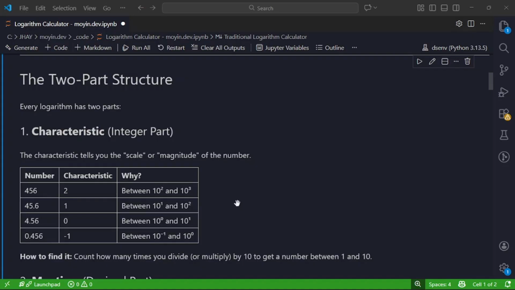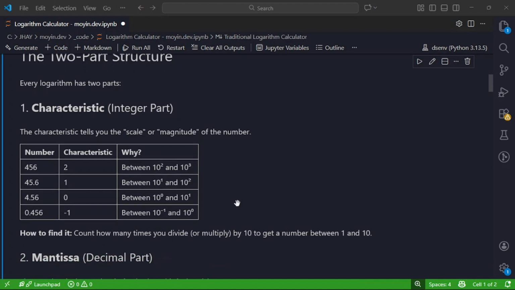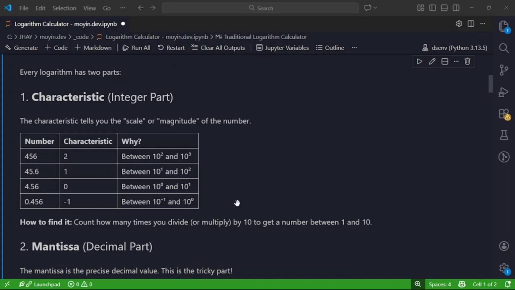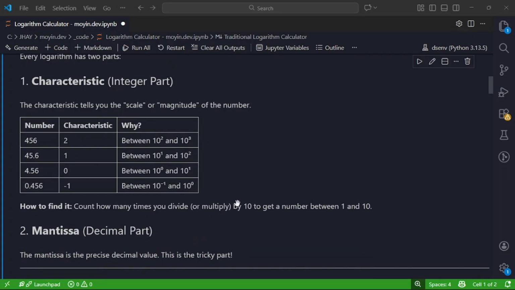Remember, the characteristic is not the log. There is an additional number. So this is just telling us that the characteristic and the additional number will fall in between 10 raised to the power 2 and 10 raised to the power 3. So let's continue. You also have it for 4.56, 1. That's between 10 raised to the power 1 and 10 raised to the power 2. And then 4.56, 0, between 10 raised to the power 0 and 10 raised to the power 1.